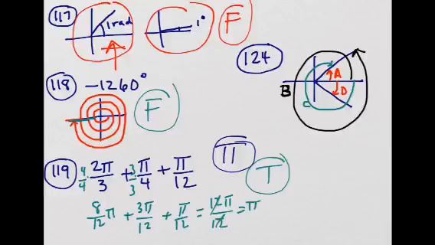Okay, for 124, they're asking you which angles are coterminal with angle A. And so remember, coterminal means that they start and end in the same place. So D is out of the question because it ends right here. Now the other two angles that end with A are C and B. So the two coterminal angles would be angle B and C.